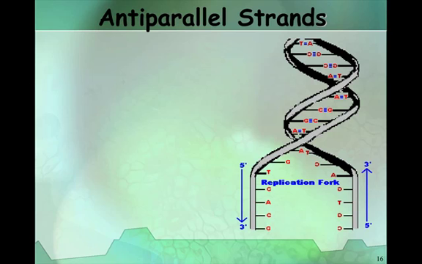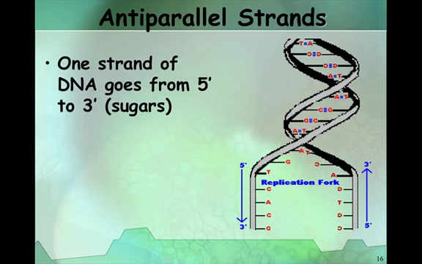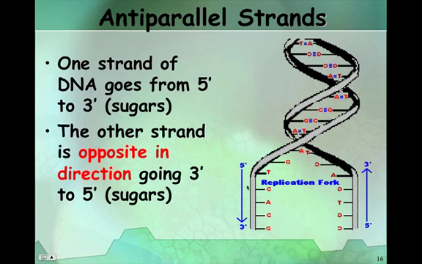DNA forms what are called anti-parallel strands. And if you look at the strands, they're going in the opposite direction. One strand of DNA goes from 5 to 3, and the other strand is opposite in the direction, going 3 to 5.